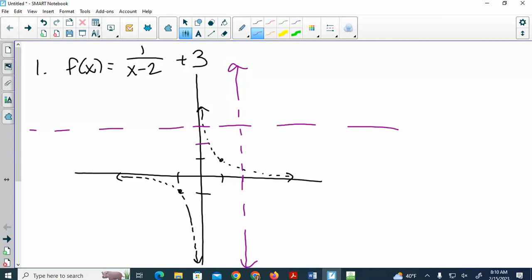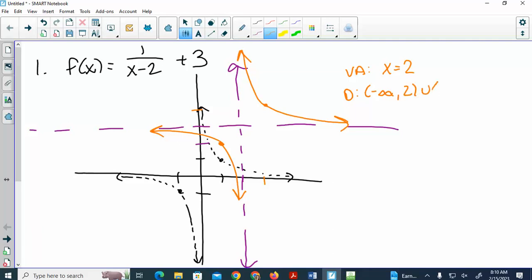And then our final function. We didn't put a lot of points on these, but right 2 and up 3. So it would look like that. Then I could ask you domain, range, asymptotes from this. Where is the vertical asymptote? What is the domain? Negative infinity to 2 union 2 to infinity.